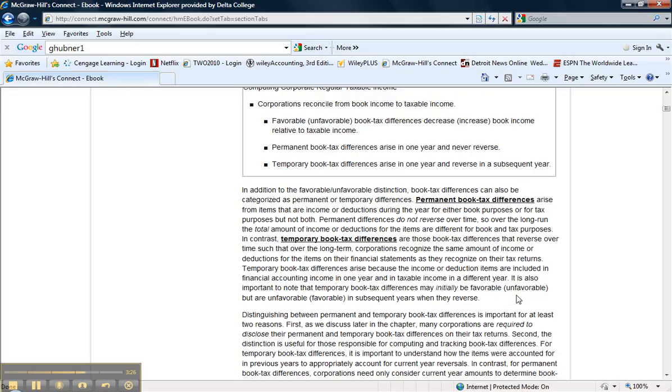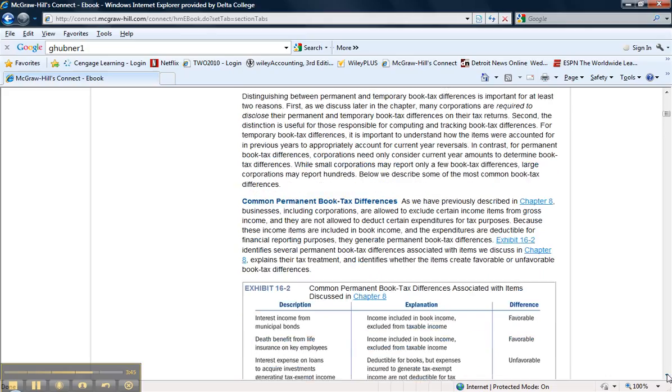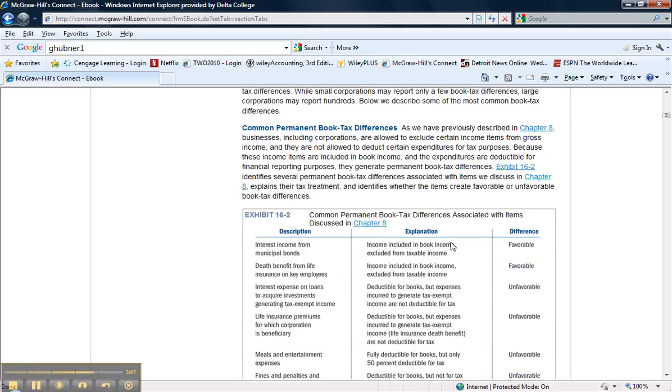That doesn't change the overall depreciation deductions on the asset over its life, but it does change the amount each year. So each year you have differences, but in total you will deduct the same for book and tax. So the differences each year are temporary. This learning objective goes through common permanent book tax differences. You can read through those a little bit.